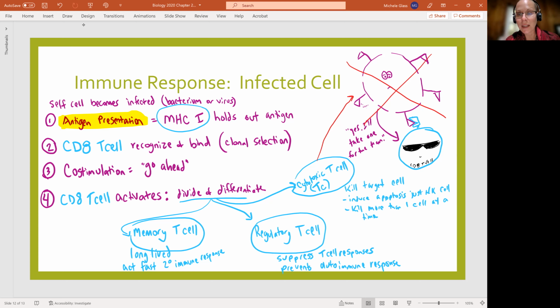Okay, just double checking my notes. This is a pretty good overview of this process. Stay tuned. Up next, we want to look at what happens when a professional antigen presenting cell initiates or is triggering the immune response. So stay tuned.